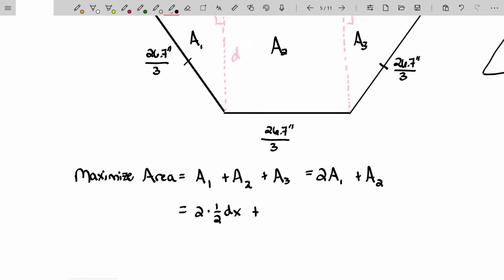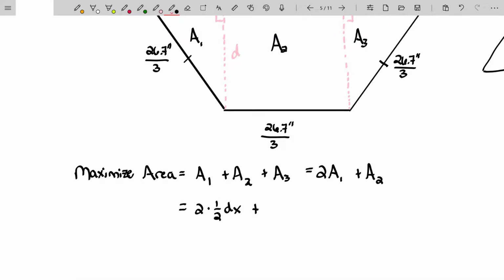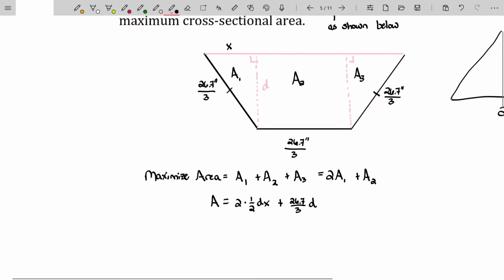And then plus the area of that central rectangle, and that will be 26.7 divided by 3 times D. Now you can see in this area formula, we have one too many variables. We have to get rid of that X. Again, I'm looking at this triangle. Triangles have areas of 1/2 base times height. Their hypotenuse doesn't come into play, at least directly, into that. So the area of this is 1/2 D times X.